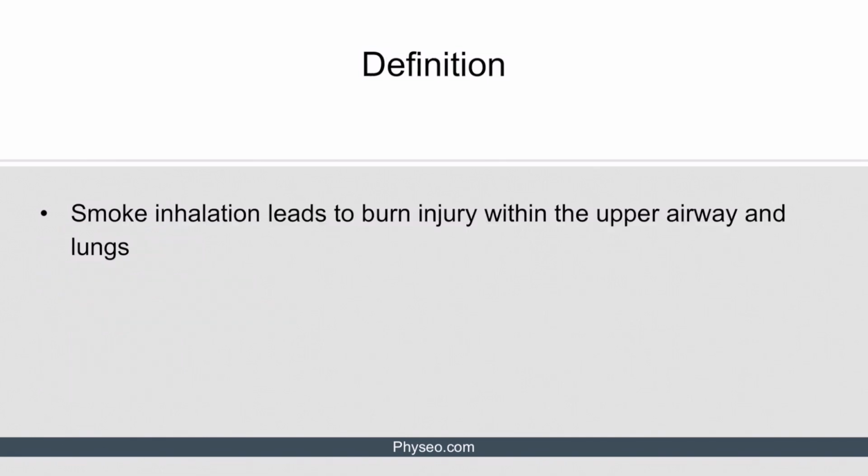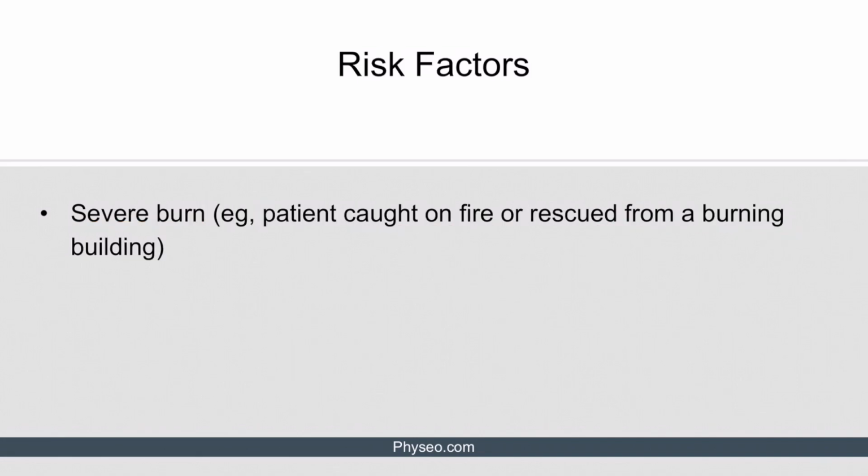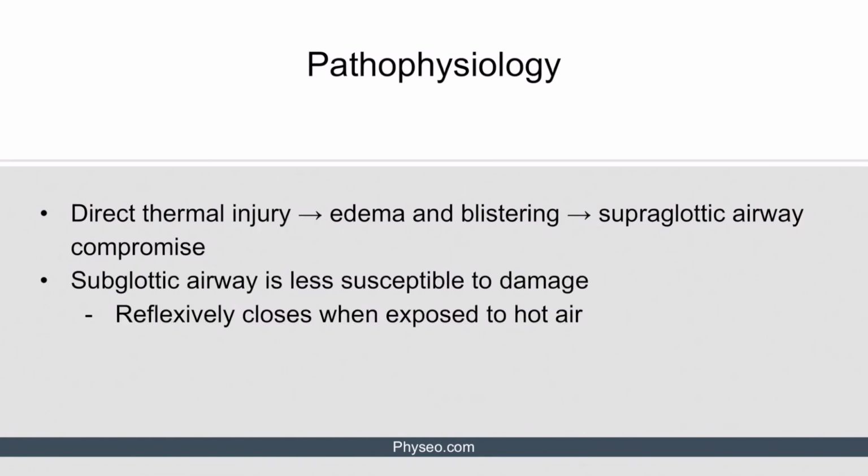Put simply, inhalation injury occurs when heavy amounts of smoke are inhaled, resulting in subsequent burn injury inside of the upper airways and lungs. As you can probably imagine, the unique risk factor for this condition is a severe burn, such as may occur if a patient were caught on fire or had been rescued from a burning building. In a way, it's as if these patients have been burned from the inside out because of the significant heat of the inhaled smoke.